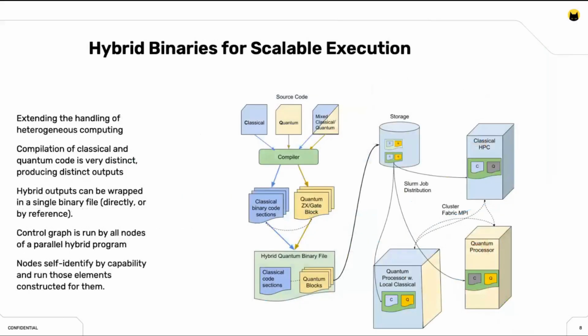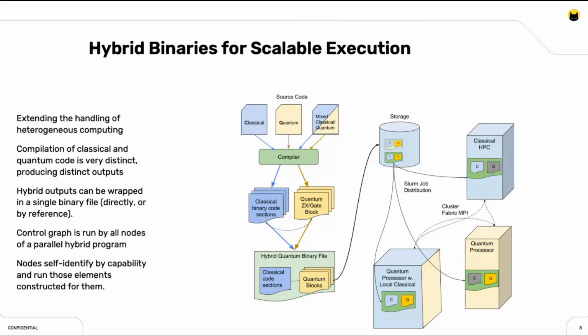And so my hypothesis here is that at some level, we're going to have hybrid binaries. So we have classical source code, we have quantum source code. We are probably going to have program files, individual input files, that have both mixed classical and quantum. Those are all going to get compiled, and the compilation is going to generate classical binary code, and it's going to generate quantum code in some relatively high-level representation. It may be a basic block of gates. It may be some form of representing ZX relationships, not entirely clear.